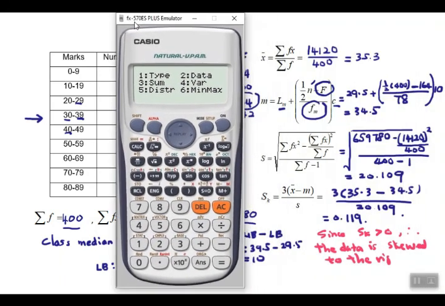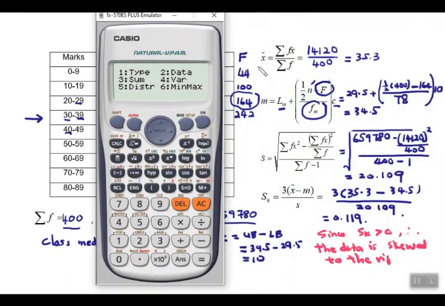Go to Shift 1 again. Now we are going to check the mean and standard deviation. Go to 4. For the mean, press 2, equals 35.3. For the standard deviation, Shift 1 again, press 4. For the standard deviation, choose option 4. Press equals, it is 20.109.